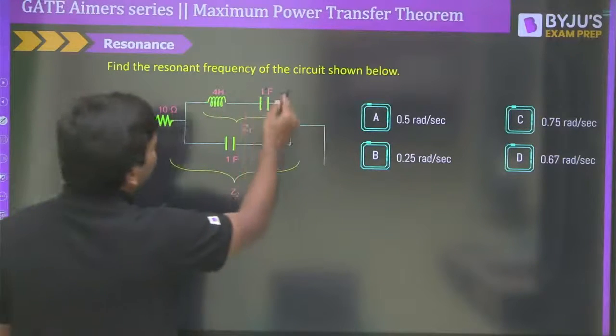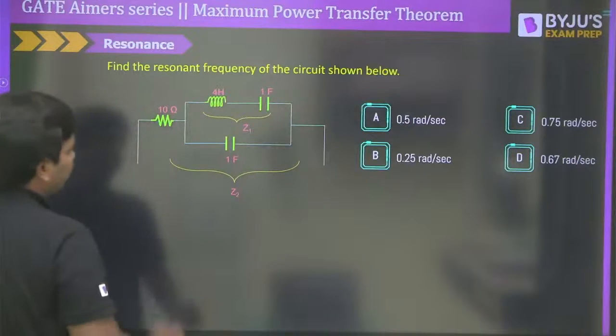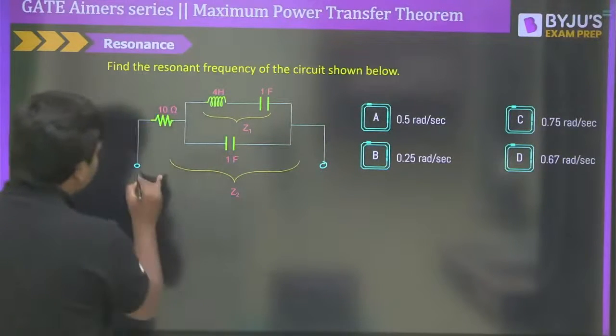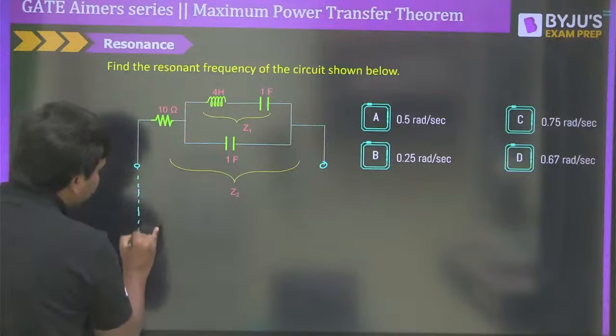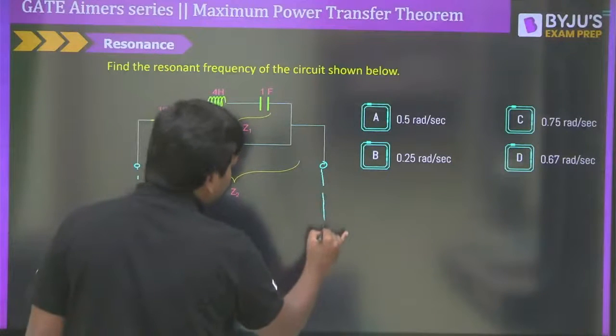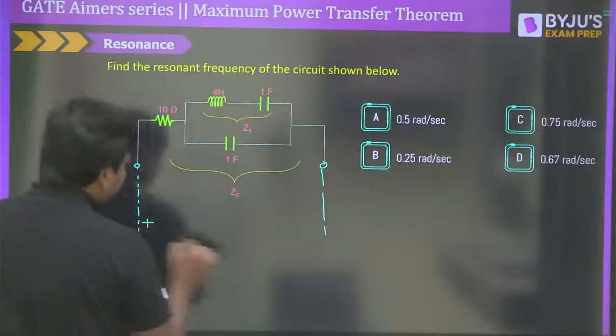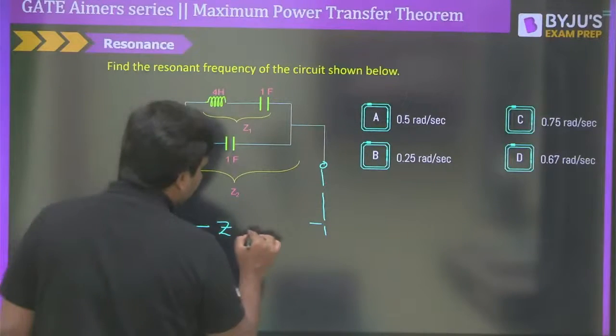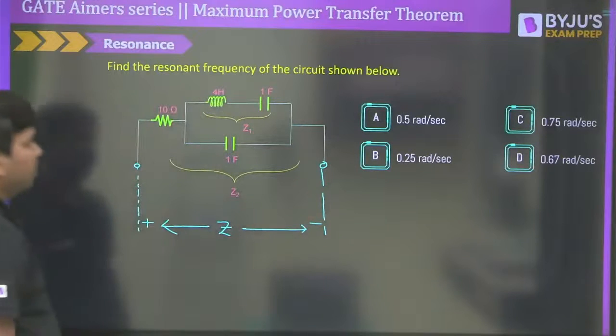Find the resonant frequency of the circuit shown below. Now you see, it is a circuit. Altogether it is going to be a circuit. So let me ask a simple question from here. From here to here, it is a circuit, right? So plus and minus. If I call this an impedance Z, altogether this is an impedance of Z.